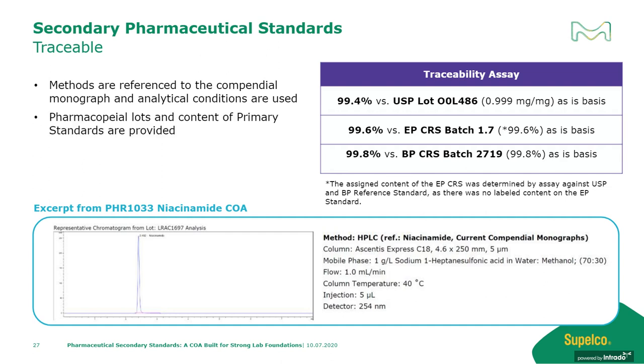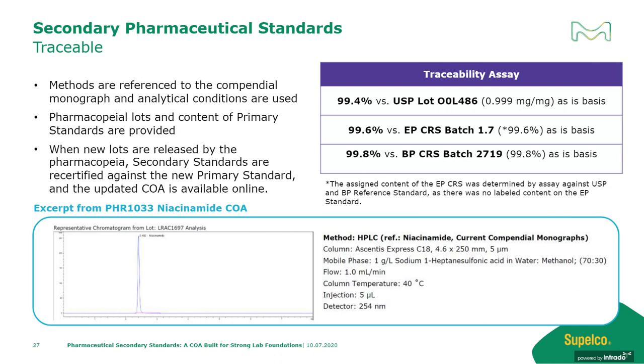Additionally, content is assigned through comparative assay to the compendial standards. In this case, content has been assigned against the current lots of the USP, EP, and BP standards. When a new lot is released by the pharmacopoeia, the secondary standards are recertified against the new primary standard, and the updated C of A is available online. So if the USP issues a new lot of niacinamide, then the secondary standard will be requalified against that new lot, and the updated certificate will be available to view.